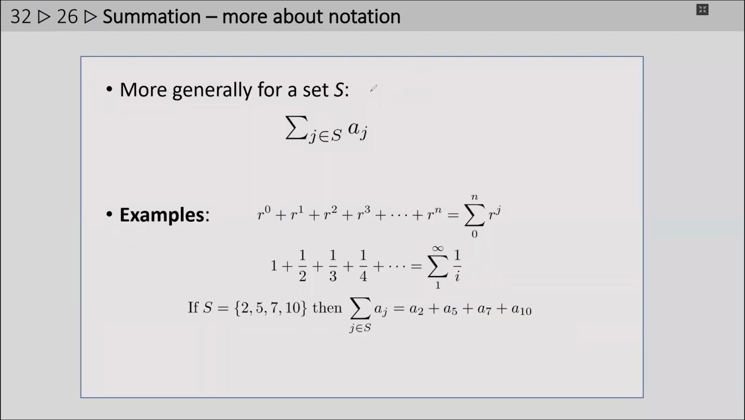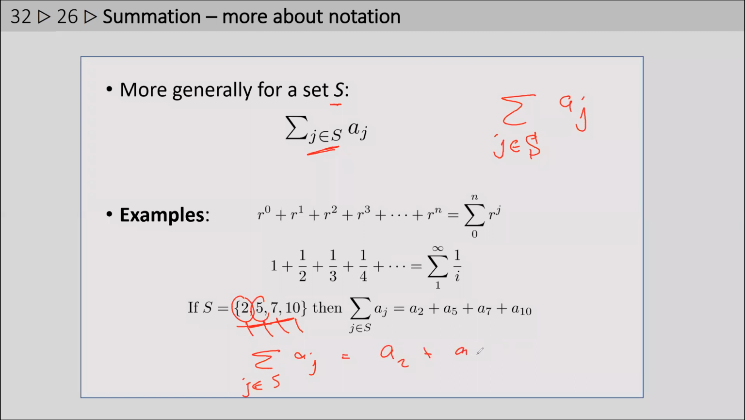Also, if you have a set for J, you can just say this is a summation of AJ where J belongs to the set S. So set S contains all the indices. For example, if S is the set 2, 5, 7, 10, then sigma AJ where J belongs to S means substitute with the first element, A2, the second element, A5, the third element, A7, and the fourth element, A10.